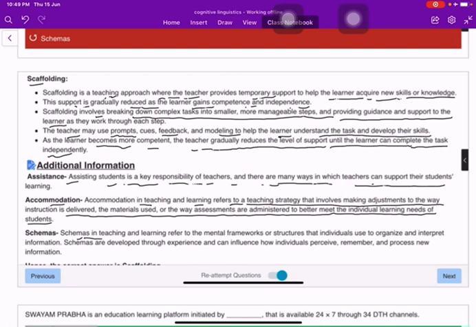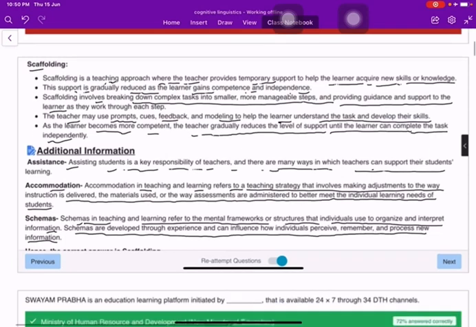Schemas. Schemas in teaching and learning refer to the mental frameworks or structures that individuals use to organize and interpret information. Schemas are developed through experience and can influence how individuals perceive, remember, and process new information.